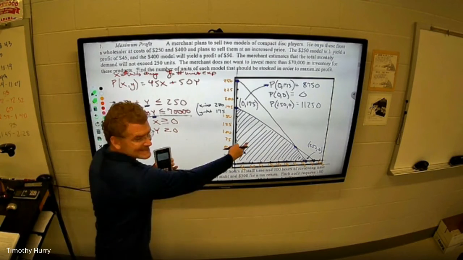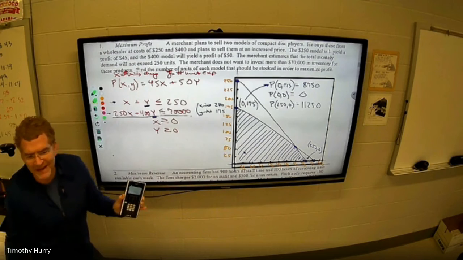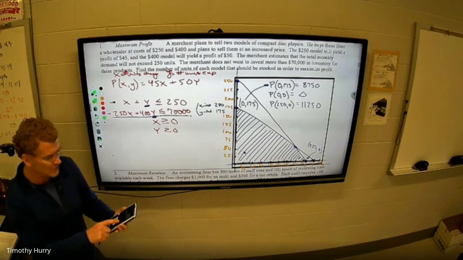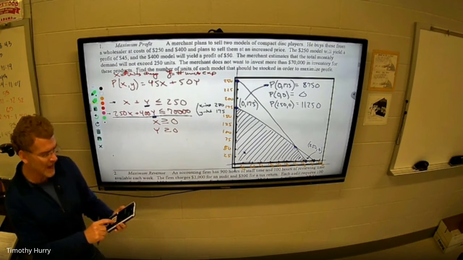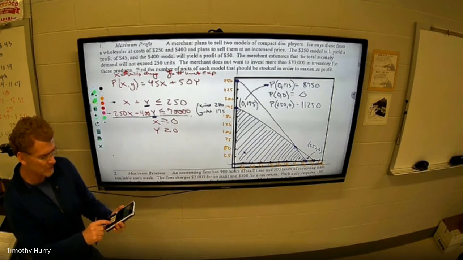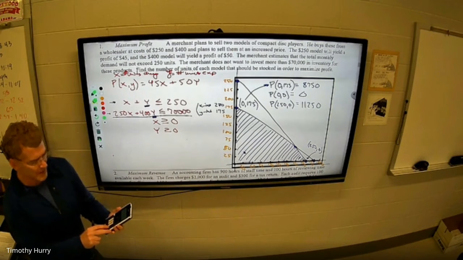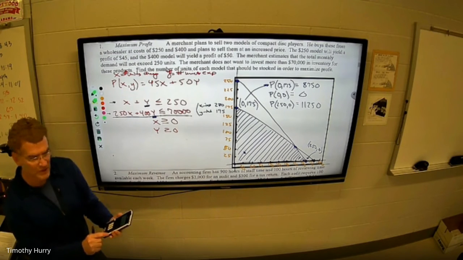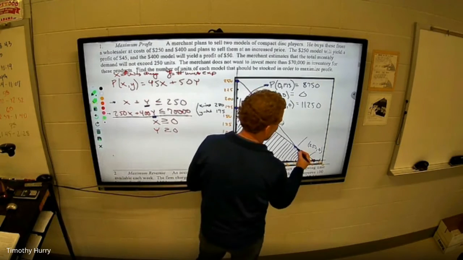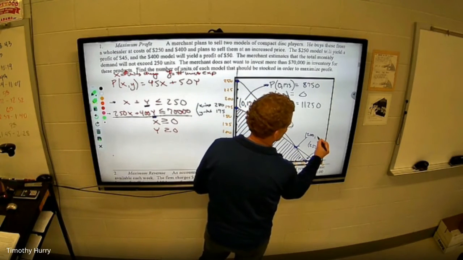It looks very similar to what I have here. And then I can just find the intersection. So menu, analyze the graph at the intersection. It asks for lower and upper bound. Click lower, click upper, and I get 200, 50. So it turns out that point is 200, 50.